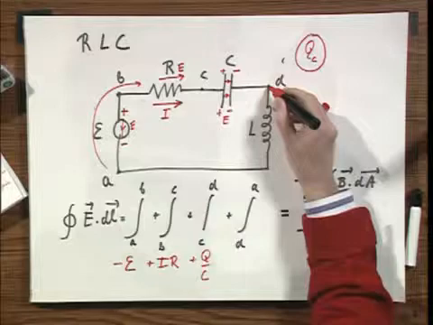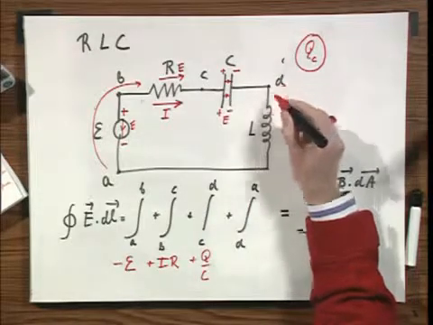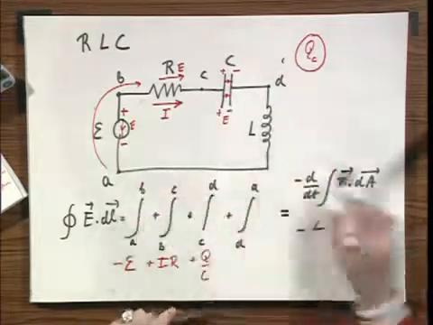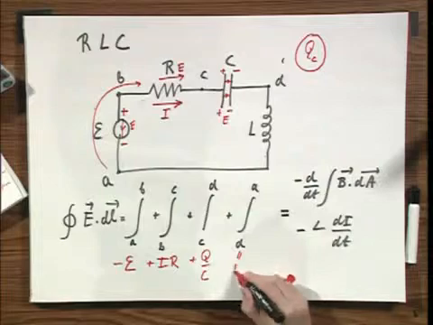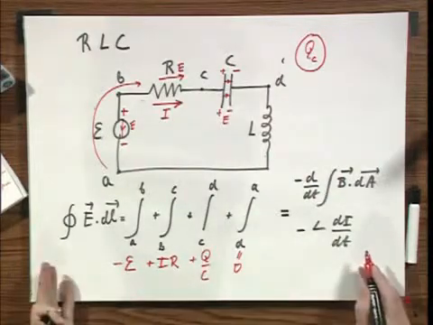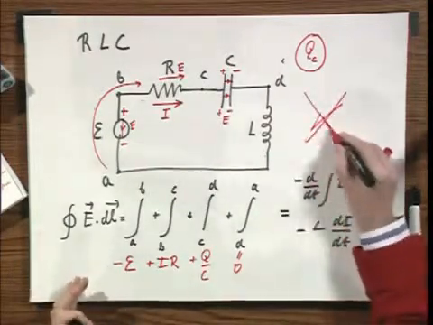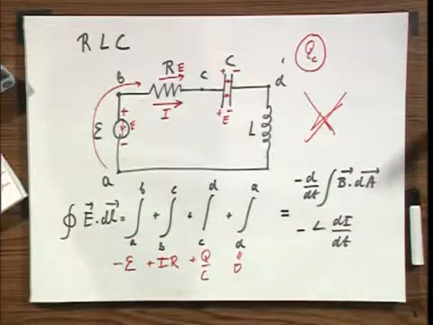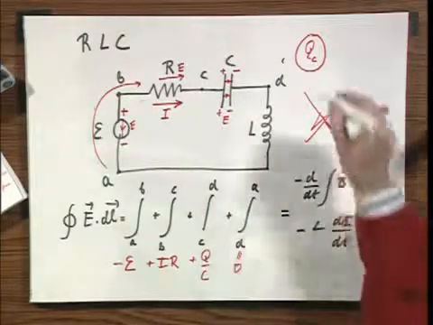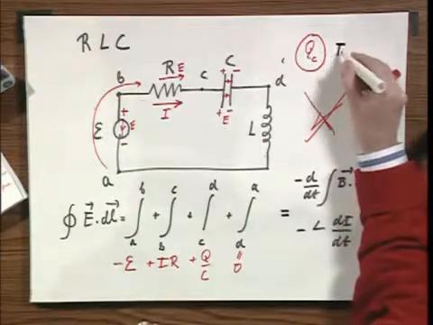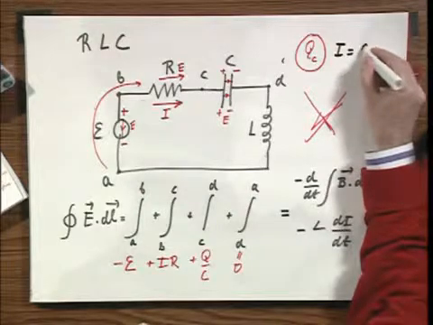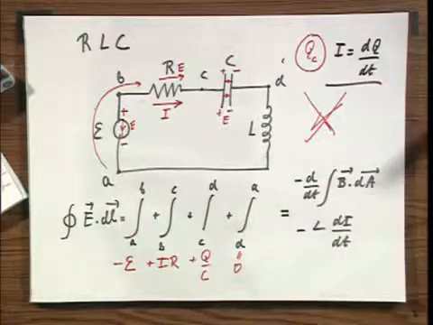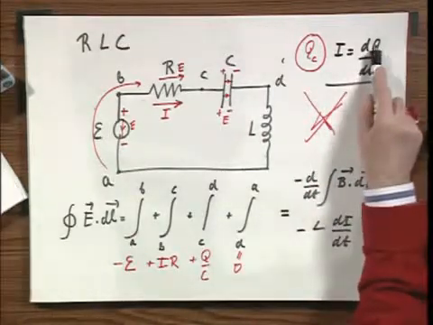What is the integral, from D to A through the self-inductance? Well, that's 0, because there is no electric field in the self-inductance. Kirchhoff's law does not hold. The closed loop integral E dot dl is not 0, it's minus L di/dt. The relation, by the way, between this Q/C and the current is I equals dq/dt on the capacitor. That relates the current with the charge on the capacitor.